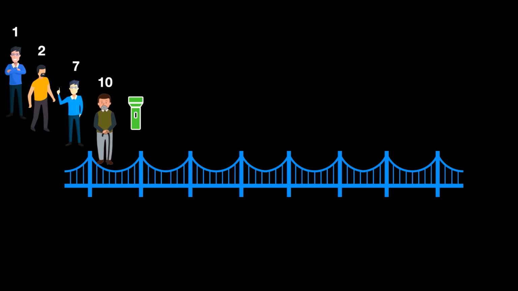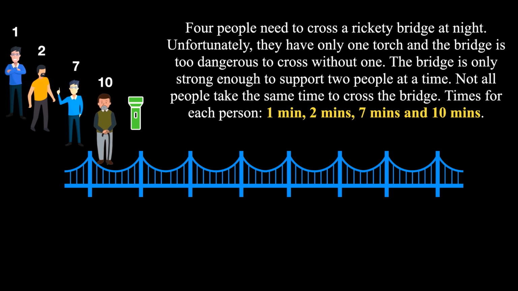4 people need to cross a bridge at night. Unfortunately, they have only 1 torch and the bridge is too dangerous to cross without one. The bridge is only strong enough to support 2 people at a time. Not all people take the same time to cross the bridge. Times for each person are 1 minute, 2 minutes, 7 minutes and 10 minutes.